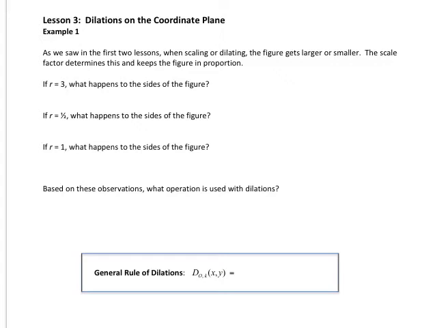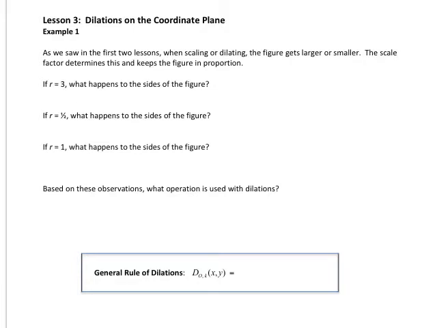All right, we're going to talk about dilations on the coordinate plane today. We've been off the coordinate plane for a couple days, but now we're going to go back to the x and y axis. So what we saw in the first two lessons is that when you scale or dilate, the figure is going to get larger or smaller. And the scale factor determines this, and it keeps everything in proportion.